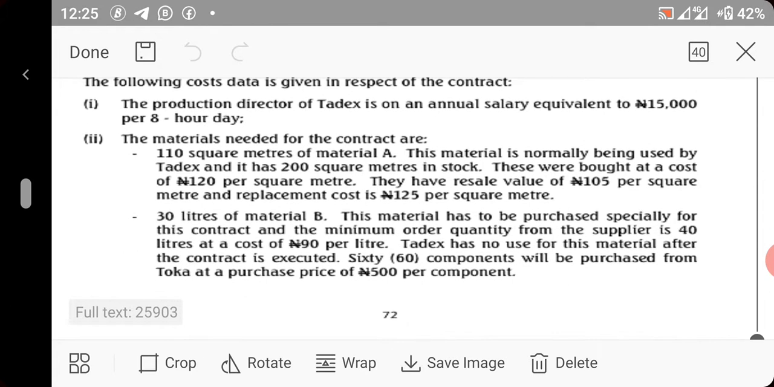The materials needed for the contract are 110 square meters of material A. This material is normally used by Tadex, and it has 200 square meters in stock. These were bought at a cost of 120 per square meter. They have a resale value of 105 per square meter and a replacement cost of 125 per square meter.